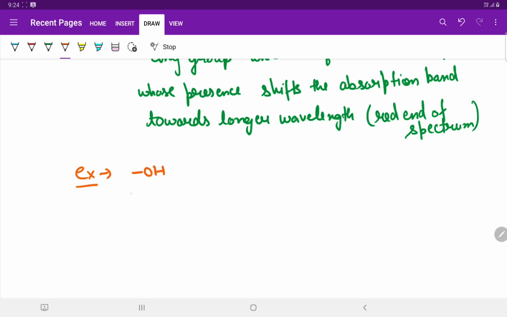So some of the common auxochromic groups, we can say the examples of the auxochromes, are the alcoholic group, OR, NH2, amine, NHR, NR2 and the sulfhydryl group. These are some of the common examples of auxochrome.